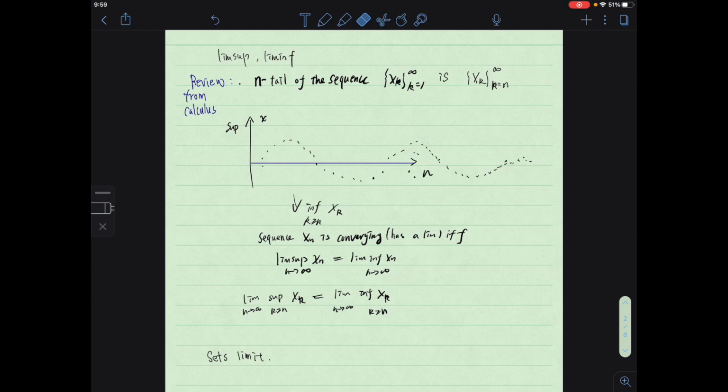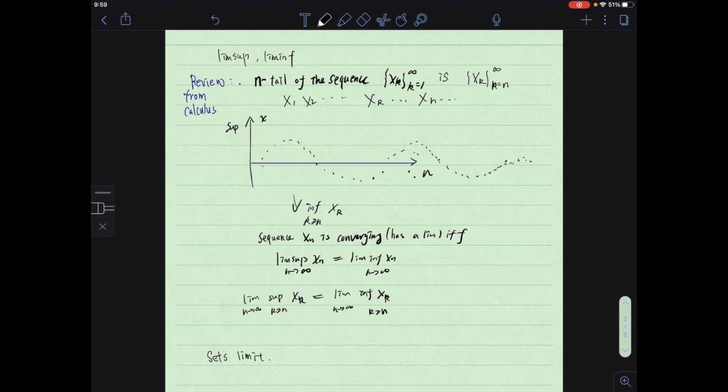In this video, I'll be talking about the limits of sequence of sets. Before we get started on that, let's take a review on what we've learned from calculus. So in calculus, let's say we have a sequence of numbers, x1, x2, all the way to xn, and it might be infinite, right?